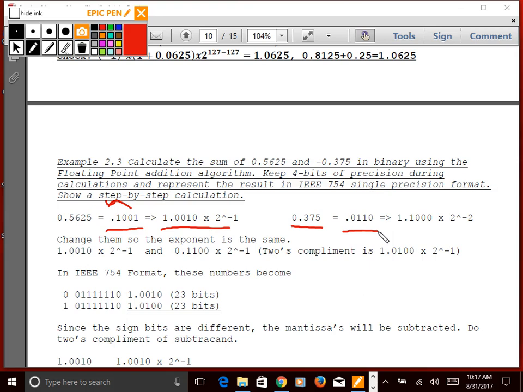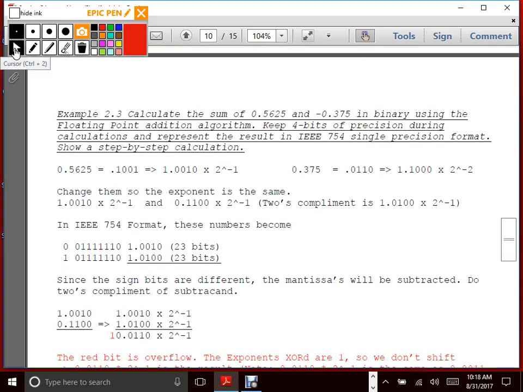We take the higher exponent value, so this becomes 1.0010 and 1100, and then you perform the 2's complement of the negative number. So it's going to come out to 1.0100 times 2 to the negative 1, because 0.375 is negative. Then what we're doing here is adding these values up.